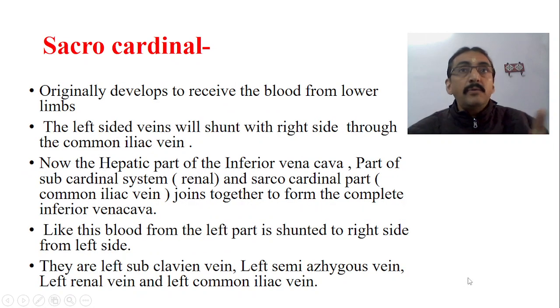So this is all about the development of the vascular system in the fetus. We have seen the arterial development, and also the venous development.